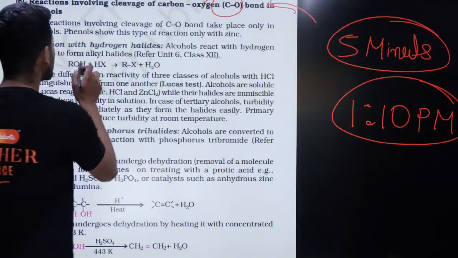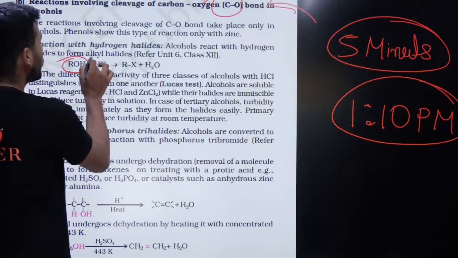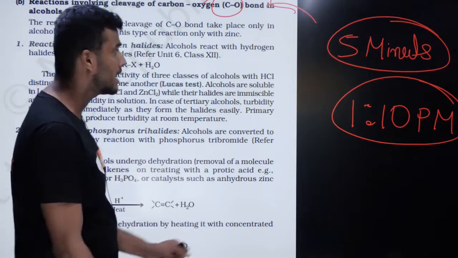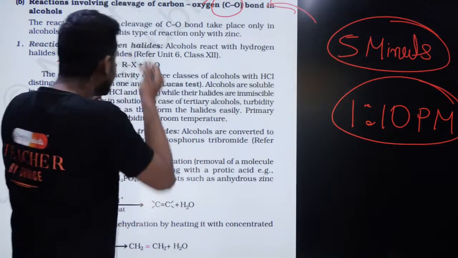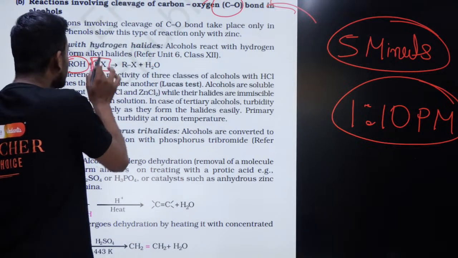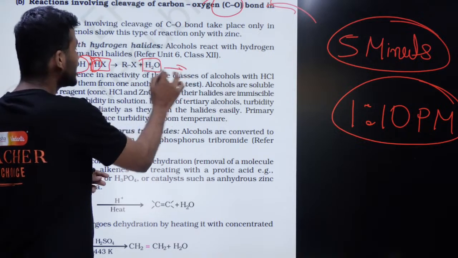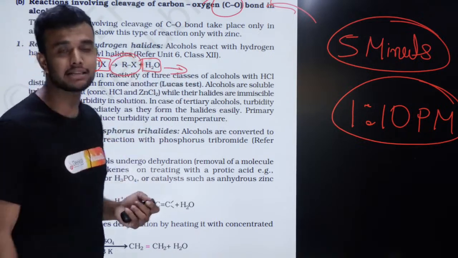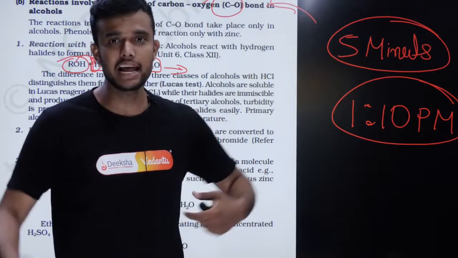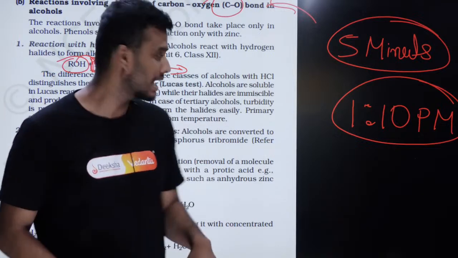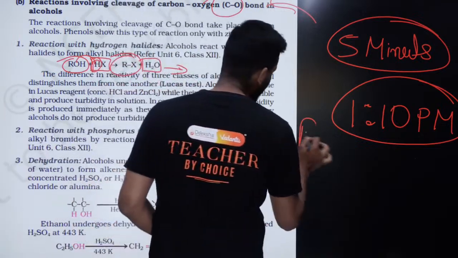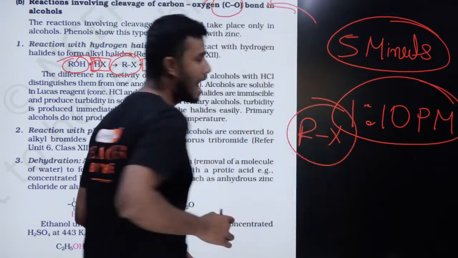Whenever the alcohol compound is reacted with HX, what happens? The H-X bond is broken and this H forms a bond with this OH and a water molecule is released along with R-X. R-X is nothing but alkyl halide, not the RX bike.